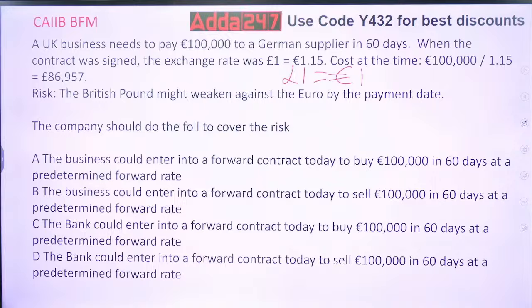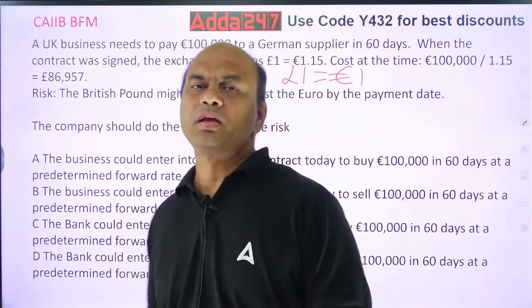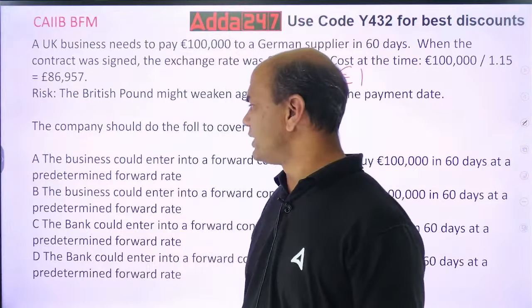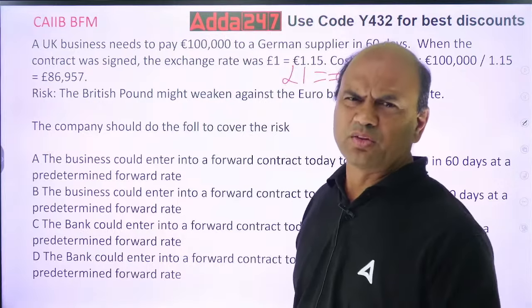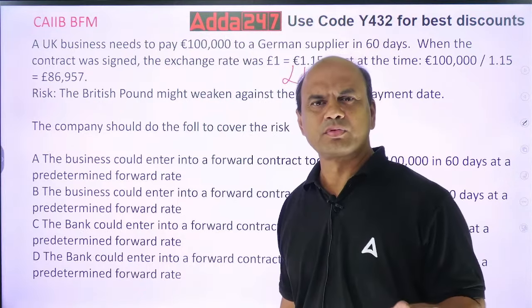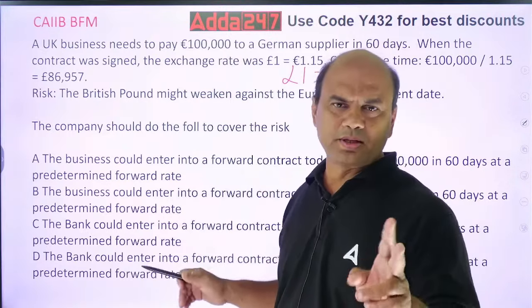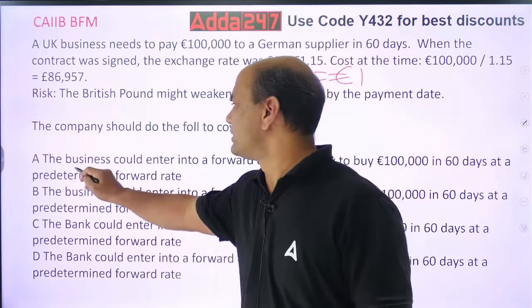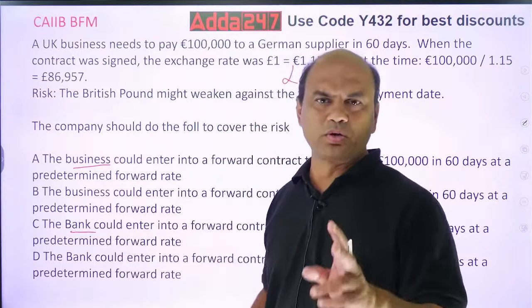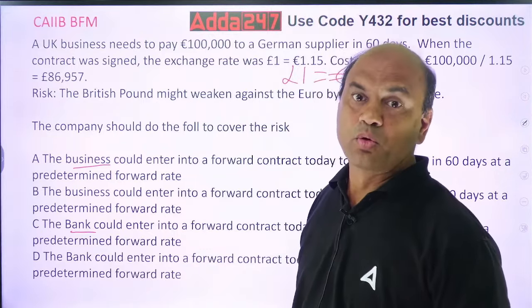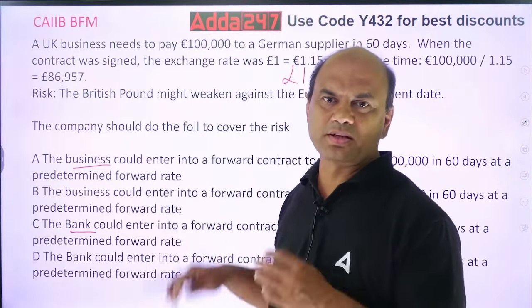Okay, I'll explain. See this. I've seen some comments. Students are getting confused between A and C. Kindly note one simple trick. Who is having the risk? There are only two players now. One is the business, this company, the UK business, and the second is the bank. Who is having the risk? Is the bank having the risk or is the business having the risk?